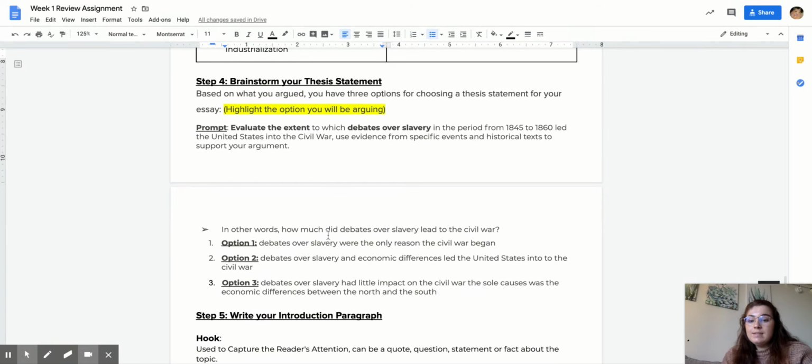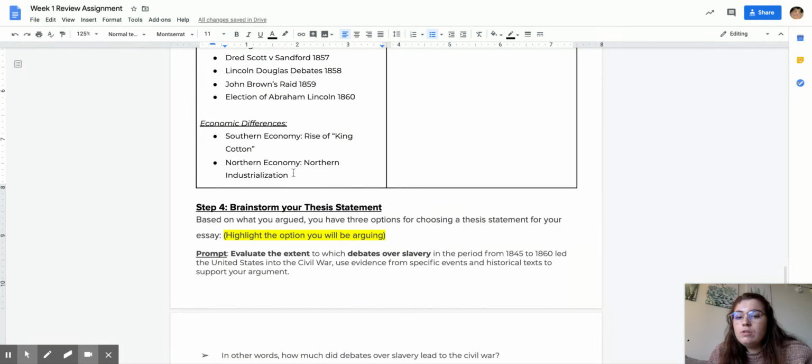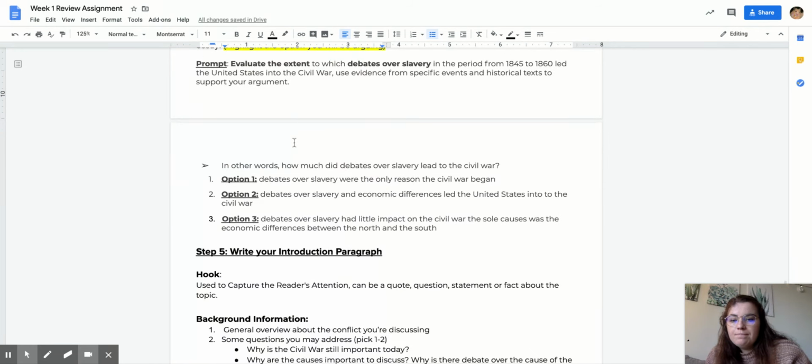And then lastly, saying that these debates over slavery had little impact on the Civil War. The sole cause was the economic differences between the North and the South. So this means that you would focus on these two sections. With this one, you do need 3 reasons, so you need to make sure that you figure out 2 reasons within one of the topics so that you can have those 3 reasons in your thesis statement.